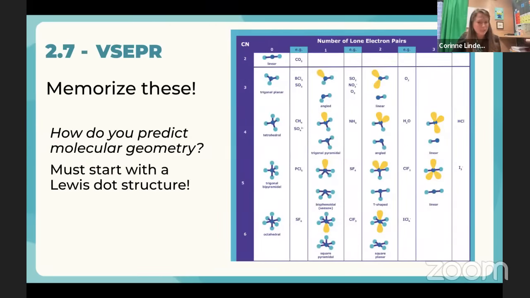So a lot of people have asked for some practice with molecular geometry. Unfortunately, you have to memorize these. If you just look for the patterns, this is a great chart because it kind of shows you how they're all related. But with molecular geometry, take the time to draw out that Lewis structure, because what you are looking for is not only the number of bonds, but also those extra electrons. So be careful with that.